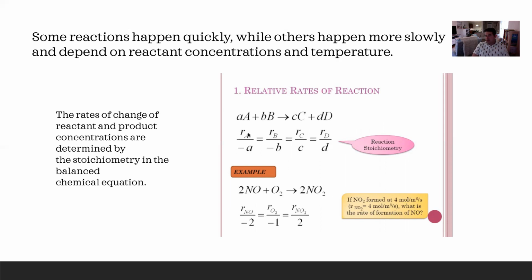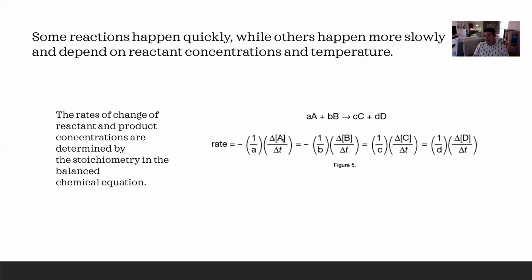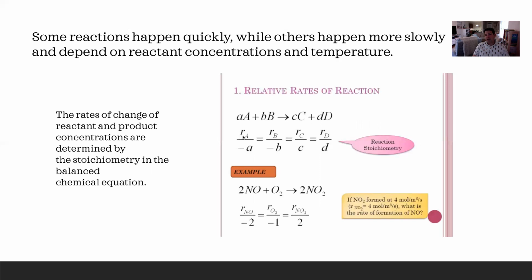Now what they are doing, from the previous slide, instead of the change in concentration of A over change in time, is switching it to the rate of A over its coefficient. So for NO, it would be over -2, and it's negative because it's a reactant. For O2, it's over -1. And for the NO2 that we're forming as a product, it's divided by 2. This is how we can compare their rates.